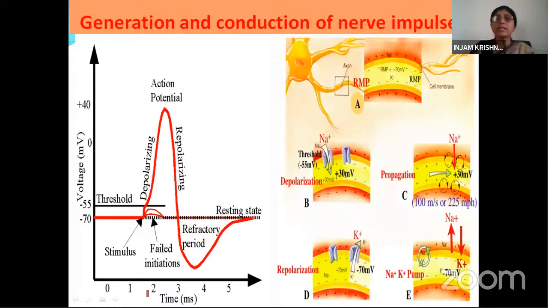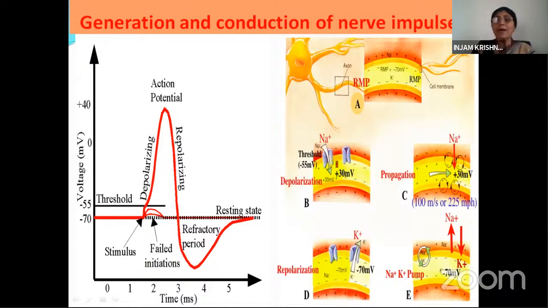Next, this is the summary: generation and conduction of a nerve impulse. This is the first part: minus 70 and a stimulus at the axon. If you zoom in like this, negativity, positivity, and sodium influx. At threshold, it reaches minus 55, then depolarization, and it reaches plus 30 millivolts.